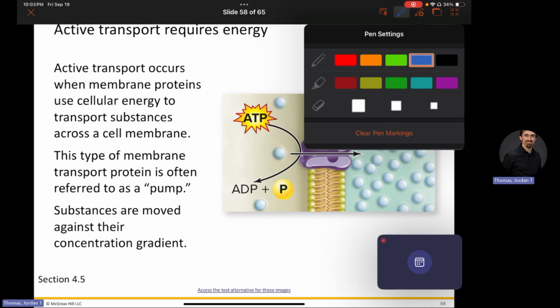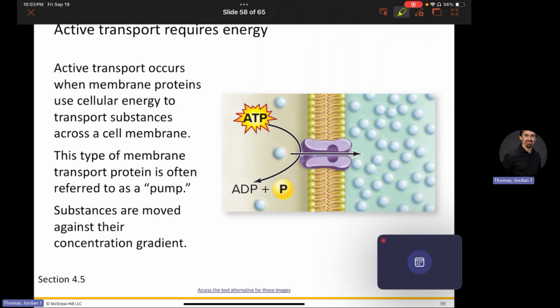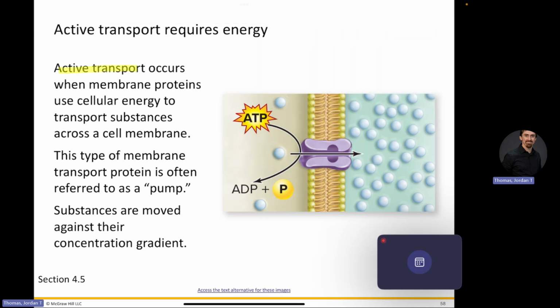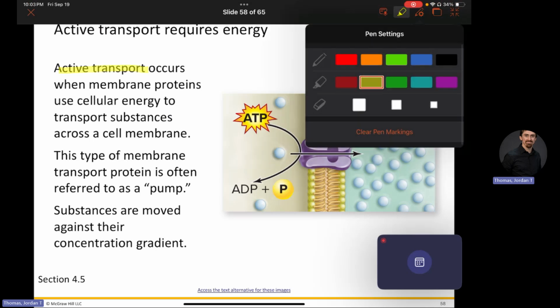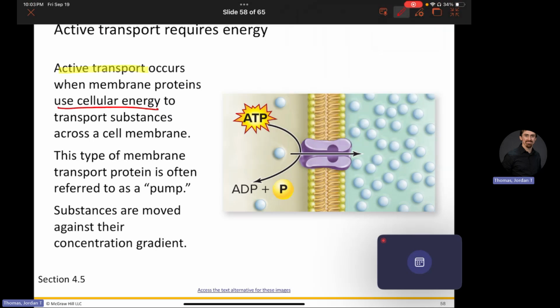The last thing we need to go over is active transport. Active transport occurs when the membrane proteins use cellular energy, a lot of times in the form of ATP. It uses cellular energy to transport something across the membrane. This type of membrane transport is often referred to as a pump. Substances move against their concentration gradient. So we're moving against the gradient.